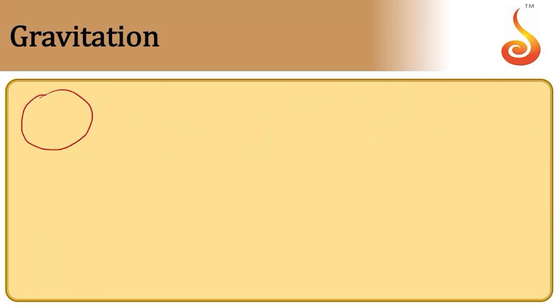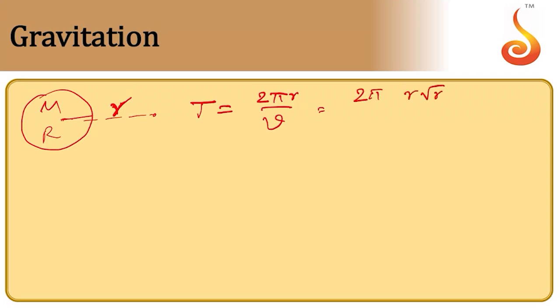Let us consider the same thing. M and r are the mass and radius of the planet, and here is a satellite. The time period of this satellite is given by 2 pi r divided by v, as expected. This is r, 2 pi r divided by v, and that can be simplified further. Substitute for that value of v over here, and it becomes 2 pi into r root r divided by root GM. That is, 2 pi r to the power of 3 by 2 divided by root GM.